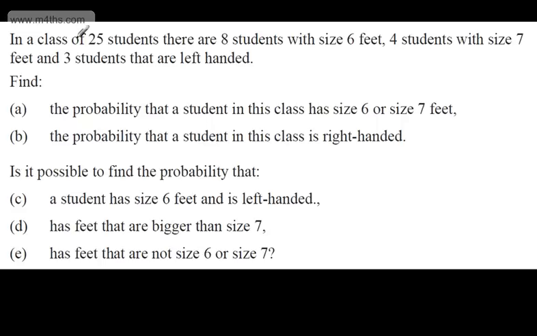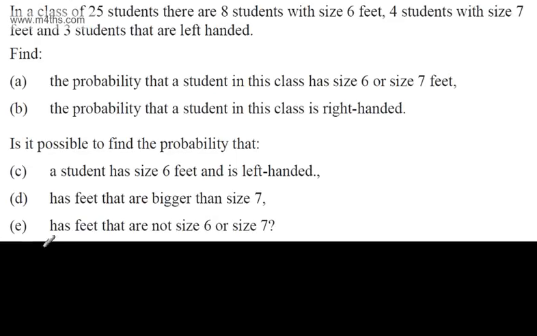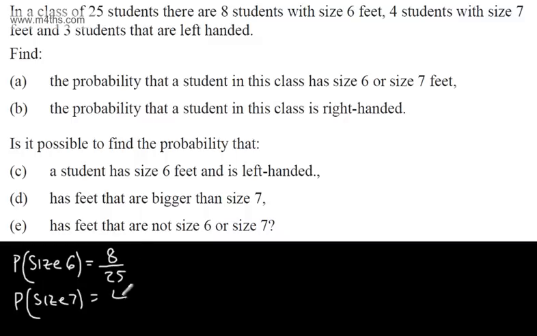In a class of 25 students, there are 8 students with size 6 feet, 4 students with size 7 feet, and 3 students that are left-handed. In part A, we're asked to find the probability that a student in the class has size 6 or 7 feet. So let's just write this out. The probability of size 6 will be equal to, we've got 8 of them. There are 8 students of 25. So 8 out of 25. We can say the probability now of size 7, and how many have we got? We've got 4 out of 25.